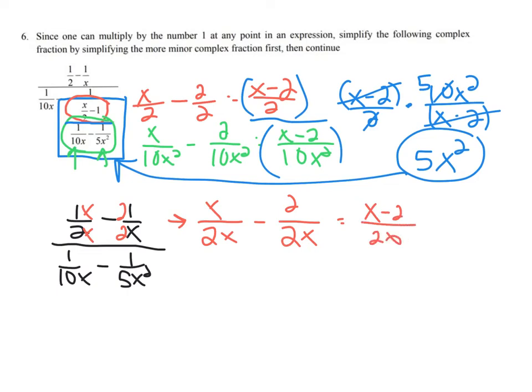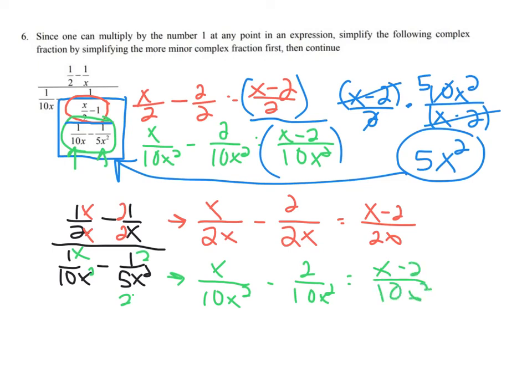This denominator here, we have a common denominator. It's actually the same thing that we simplified up over here, 10x squared. So we would have multiplied this by another x to give us that, and multiplied this by 2 over 2. And we're left with x minus 2 over 10x squared.